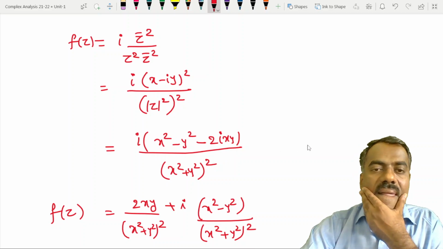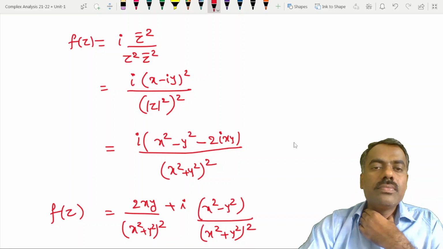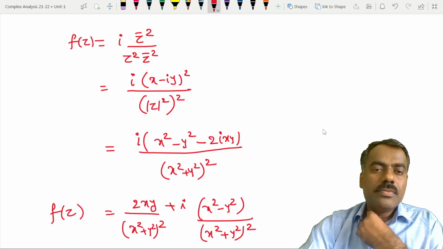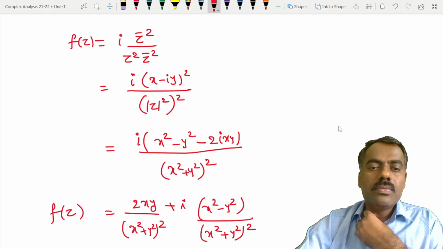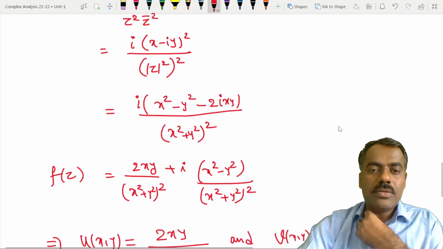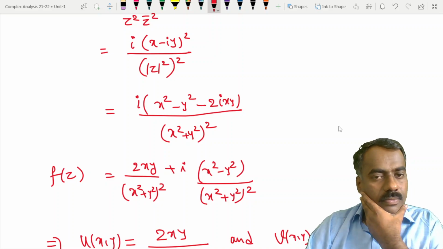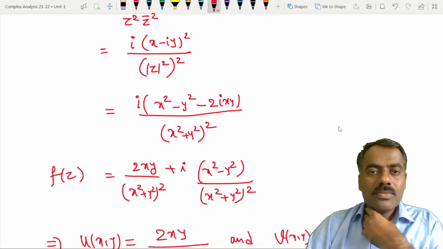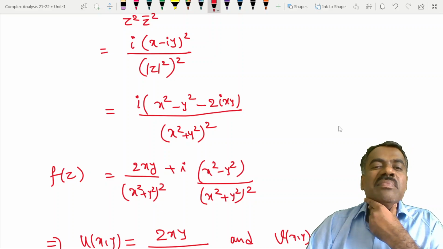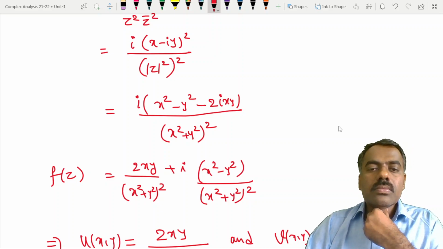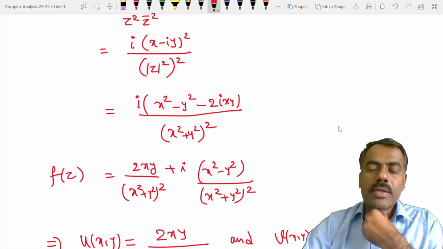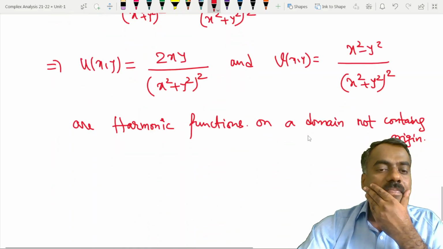Where? But i is there, right? What is the value of i square? If you take a minus b, then a minus b whole square is a square plus b square minus 2ab, right? Any problem? Clear. Okay. Fine.